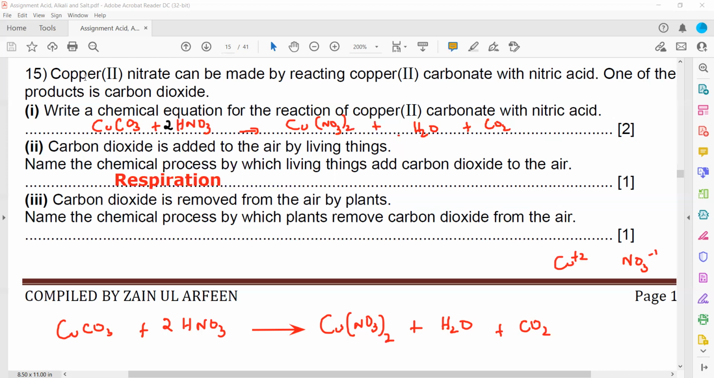The carbon dioxide is removed by the plants. Name a chemical process by which plants remove carbon dioxide from air. How do the plants remove carbon dioxide from air? That is known as photosynthesis. By photosynthesis, the plants are removing carbon dioxide from the atmosphere.